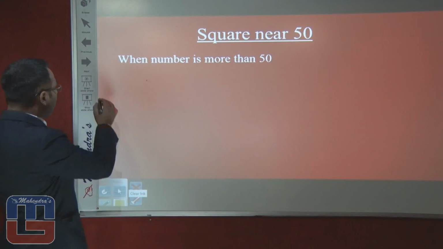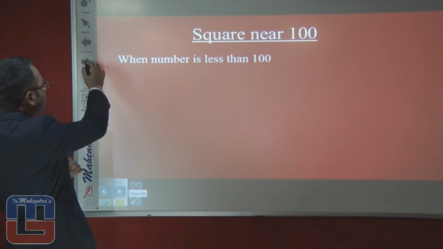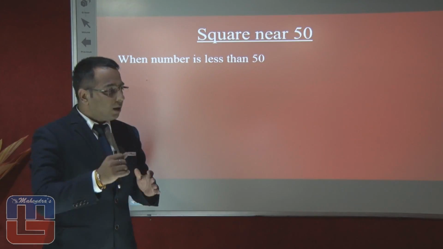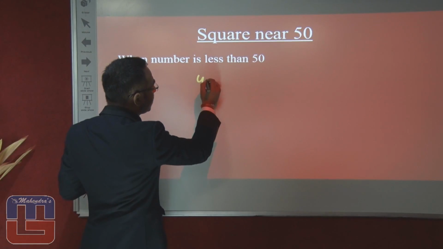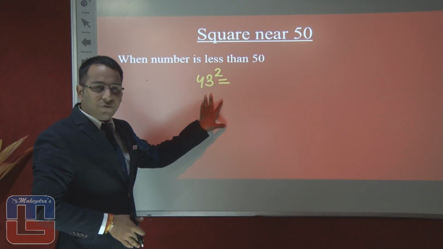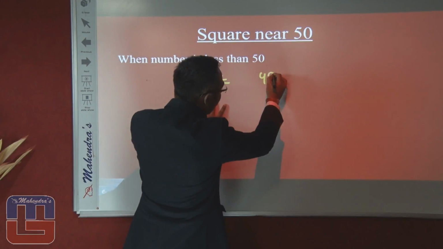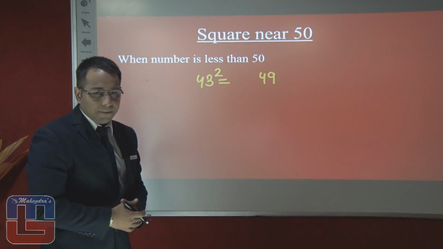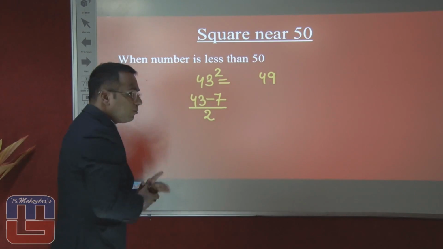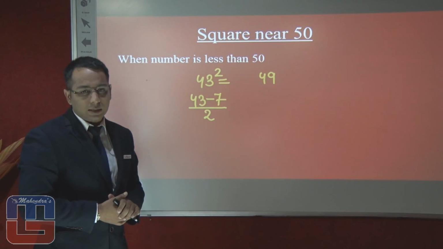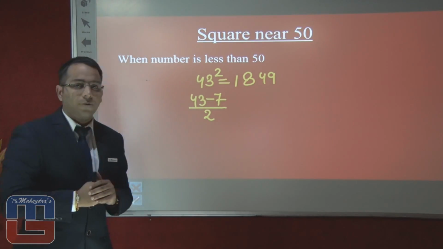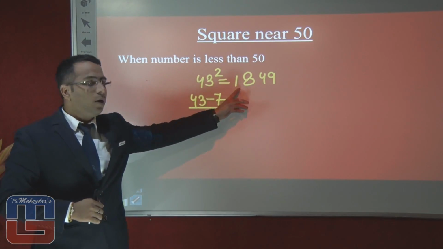Now consider if the number is less than 50. If the number is less than 50, then what we will do? Let us take the number 43. Square of 43. So it is 7 less than 50. So square of 7 will be 49. So the last 2 digits are 49. Now what we will do? We will subtract 7 from 43 and divide it by 2. 43 minus 7 is 36. Divided by 2 will be 18. Fine. So the square of 43 will be 1849.